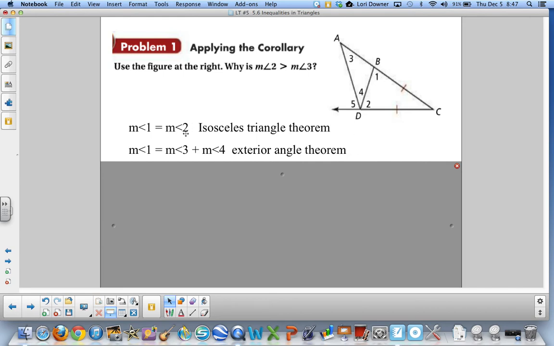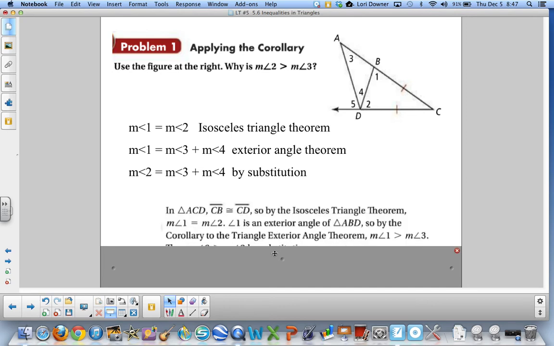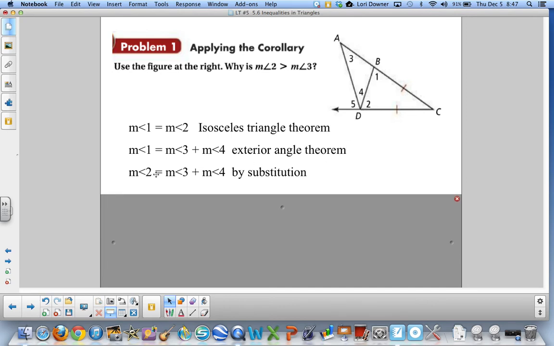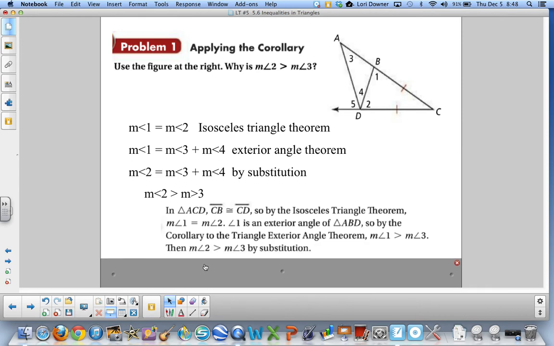Now, I also know 1 is congruent to 2, so I can take out 1 and replace it with 2 by substitution. That tells me 2 is equal to 3 plus 4. This angle 2 is equal to these two angles added together. So that tells me, using that corollary, that if 2 is equal to 3 plus 4, then the measure of angle 2 has to be greater than the measure of angle 3. And that's the reason why, because of that corollary. If you were to write a paragraph about it, you could state this.